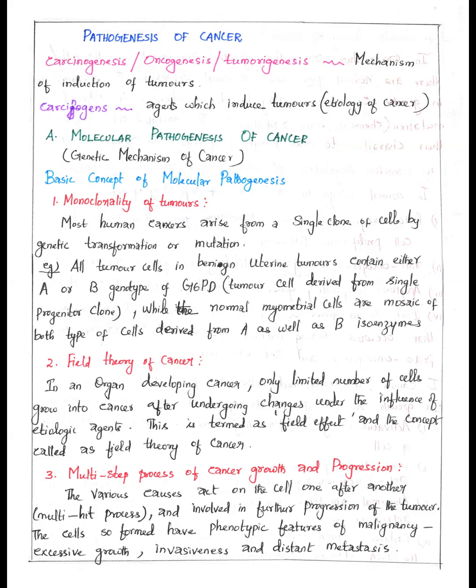The basic concept is explained based on: first, monoclonality of tumors. Most cancer cells arise from a single clonal cell by mutation or genetic alteration of cells. For example, benign uterine tumors developed from a single clone have either glucose 6-phosphate dehydrogenase A or B gene types, but normal myometrial cells have both A and B genotypes.